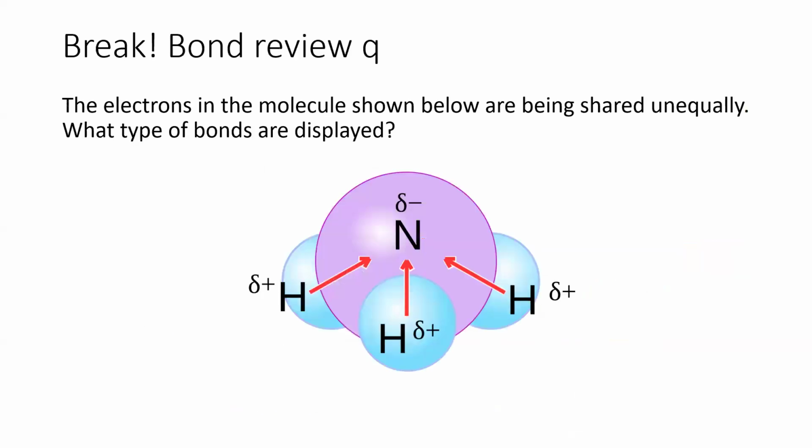Okay, I have a question for you. The electrons in the molecule shown below are being shared unequally. What type of bond is being displayed? Think about this. This is a break question. If you want, you can chat with someone about it. You don't have to, though. What's your break?